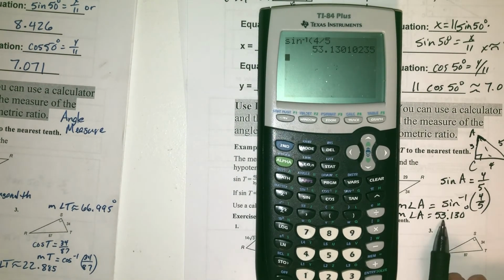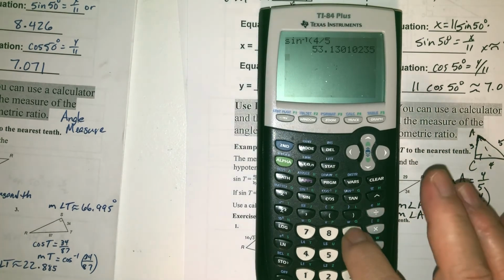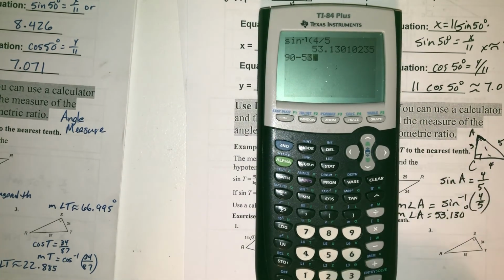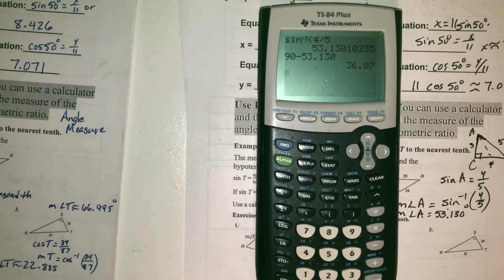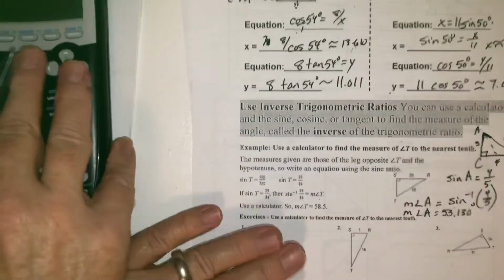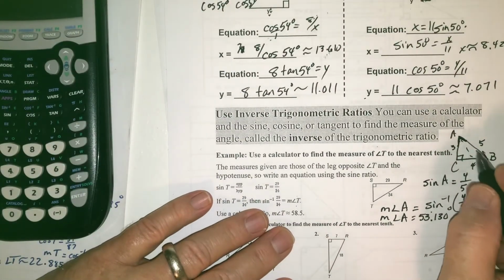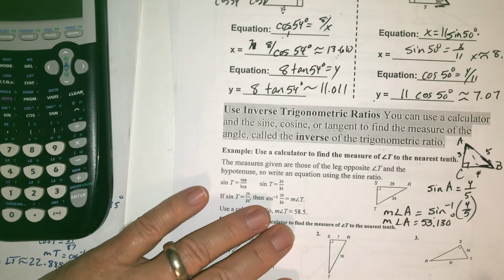Now, you could do one of two things to get angle B. You could subtract that from 90. That's what I'm going to do. I'm going to take 90 minus 53.130, and there is B. I will tell you that immediately. Or you could say, okay, I'm going to come over here and find angle B using my trigonometry. All right, and you'll see that it works either way.